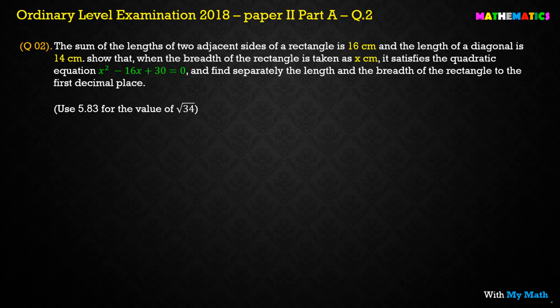The sum of the lengths of two adjacent sides of a rectangle is 16 centimeters and the length of a diagonal is 14 centimeters. Show that when the breadth of the rectangle is taken as x, it satisfies the quadratic equation x square minus 16x plus 30 equals 0, and find separately the length and the breadth of the rectangle to the first decimal place. They have given us square root 34 is equal to 5.83, so we can use it in the calculations going on.